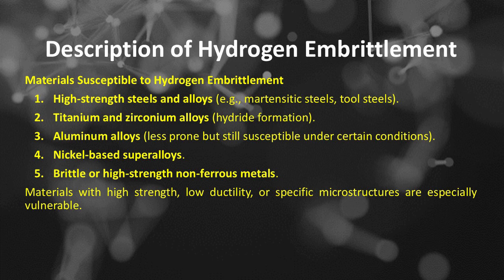Materials susceptible to hydrogen embrittlement include, number 1, high-strength steels and alloys, such as martensitic steels and tool steels. Number 2, titanium and zirconium alloys, through hydride formation. Number 3, aluminum alloys, less prone but still susceptible under certain conditions. Number 4, nickel-based superalloys. Number 5, brittle or high-strength non-ferrous metals. Materials with high strength, low ductility, or specific microstructures are especially vulnerable.